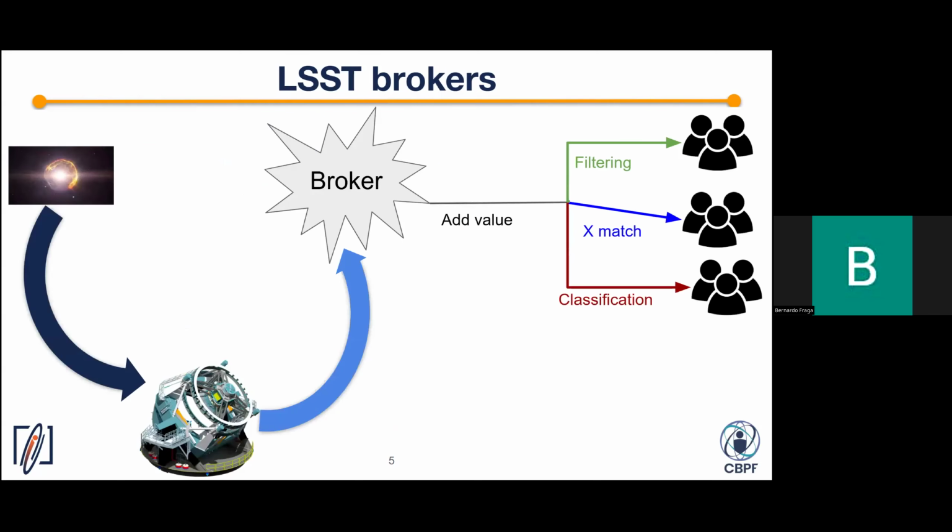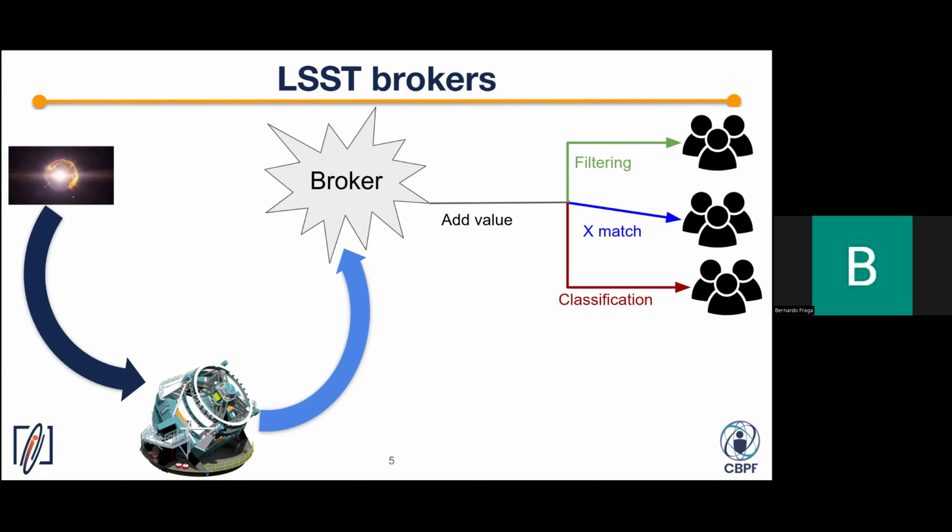Now, I want to go quickly over the job of a broker. I imagine everyone knows, but just to contextualize: the LSST images the sky, produces an alert, and sends this stream of alerts to the brokers. And the job of the broker is, broadly speaking, to add value to these alerts and then make them available to the community as a whole, which does not need to fiddle with these 10 million alerts per night.